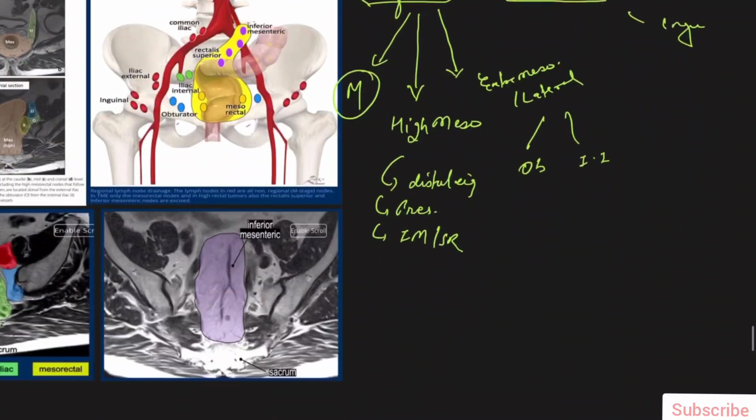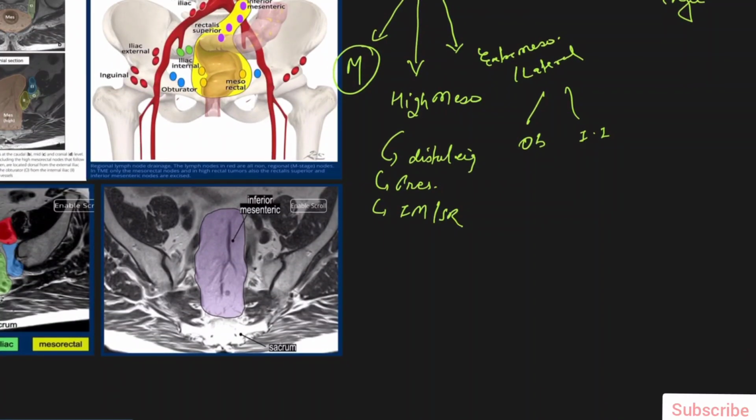We have to mention the highest level of the high mesorectal lymph nodes, especially in cases of high CA rectum, because these are not routinely resected while doing the total mesorectal excision, or routinely irradiated while giving radiotherapy. So we have to mention the highest level of these lymph nodes, so that they are also covered by surgery or the radiation field.